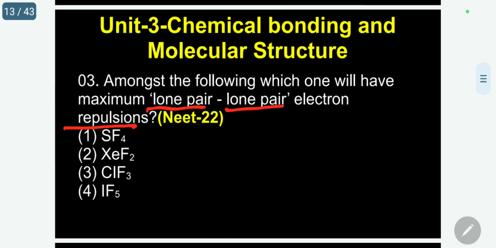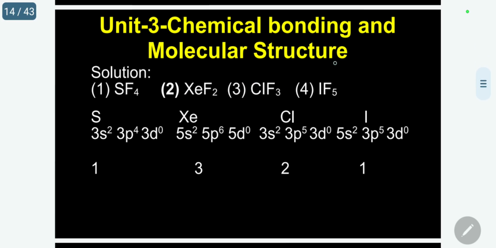From that question, which one will have the maximum number of lone pairs? So we have to predict the bond hybridizations, and from that we have to find out the lone pairs. All four we have to work out, then we have an idea. Kindly follow now. Here I have written number 1 SF4, number 2 SeF2, number 3 ClF3, and number 4 IF5.